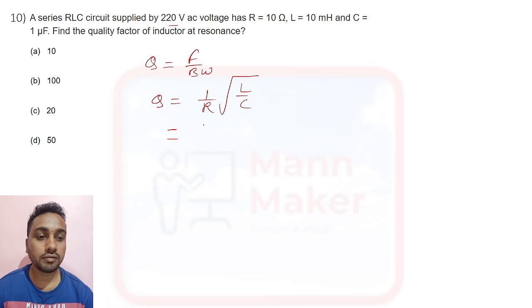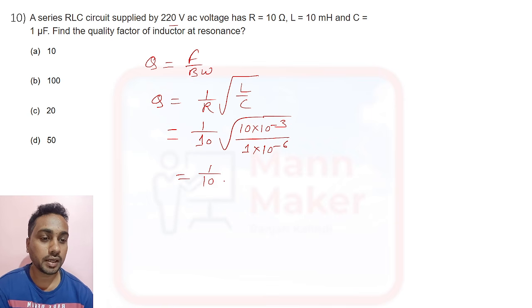So everything we have: 1 by R, we know R is 10 ohm. L is 10 millihenry, so 10 into 10 to the power minus 3. And capacitor is 1 microfarad, that is 1 into 10 to the power minus 6. Now we need to solve this one. 1 by 10, we can write 10 into 10 to the power minus 3 and into 10 to the power 6, like this we can write. And again, this is 1 by 10.